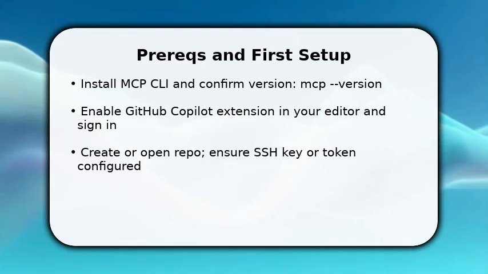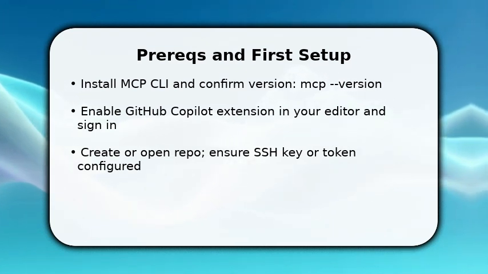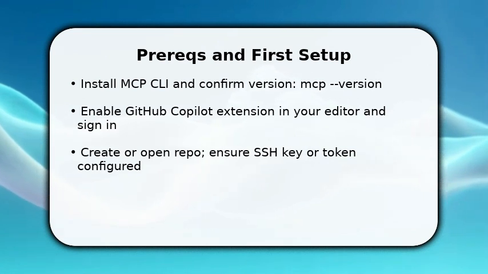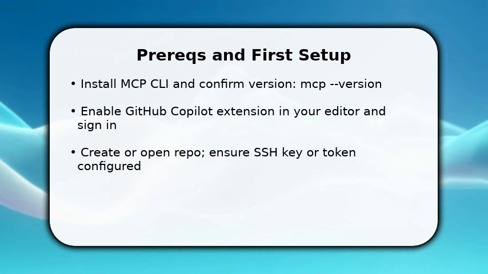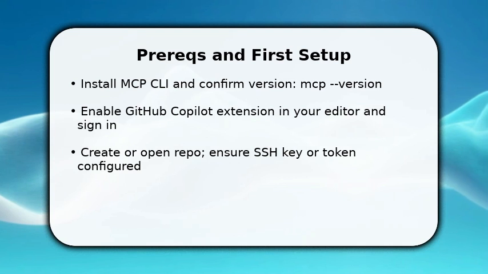You start by confirming prerequisites: MCP installed, Copilot enabled, and repo access configured. First, run MCP version to verify the CLI, then sign into GitHub Copilot in your IDE so suggestions can appear. Next, open the target repo and confirm SSH key or token access. This prevents mid-work authentication prompts.